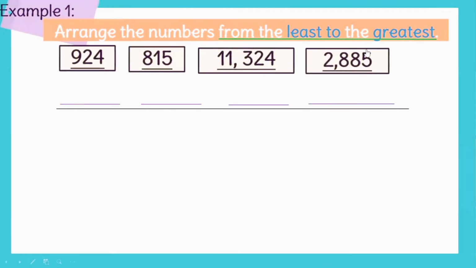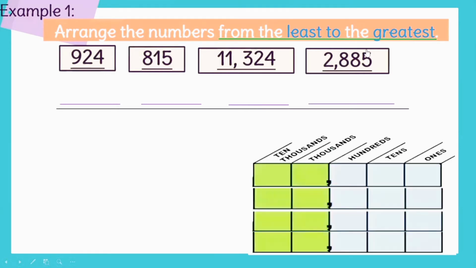Here is our example number 1. Arrange the numbers from the least to the greatest. So we have here the 4 numbers given. Using the place value table, we are going to place all the digits in their proper places.